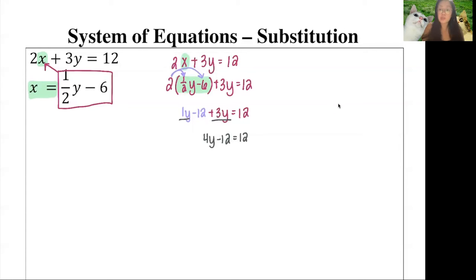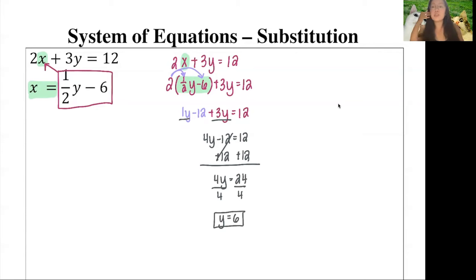Now it's just a two-step equation. First, we're going to move that minus 12 to the other side by adding 12 to both sides. I get 4y is equal to 24. And then we're going to divide by 4 on both sides to get y by itself. Y is equal to 6. Remember, in a system of equations, we are not done, right? We have to go ahead and plug back in to solve for our other variable. In this case, that's x.